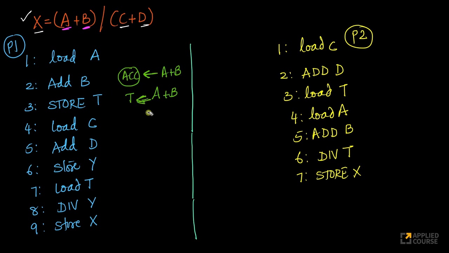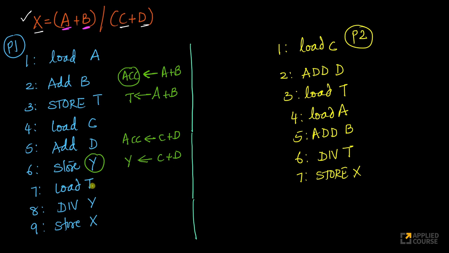So your T is in another memory location. Store T basically means whatever is in the accumulator, it stores it in T. So within T, I'm storing A plus B's result. Then I'm loading C. So the accumulator has C, add D. So what happens now? By this, the accumulator has C plus D. Now this sum, I'm storing it in Y. So Y is C plus D. Sorry, I said A plus B earlier. Because of store Y here, whatever is there in the accumulator gets stored in Y. So Y contains C plus D.